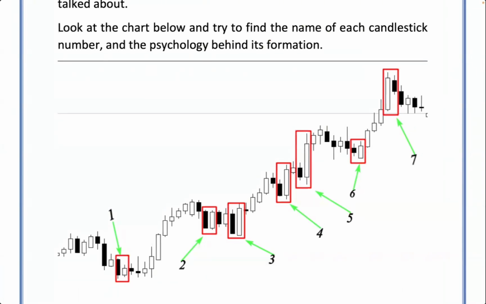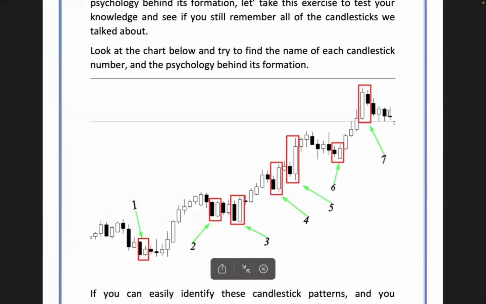7 is a harami. So that's the opposite of what happened here. Here we had the bearish and then the bullish, and here we have the bullish and the bearish.